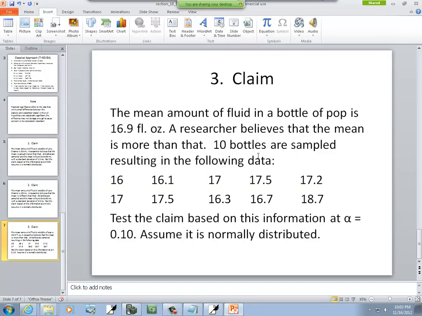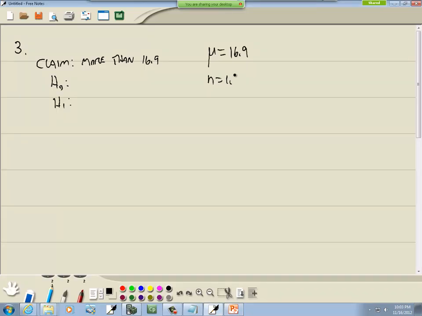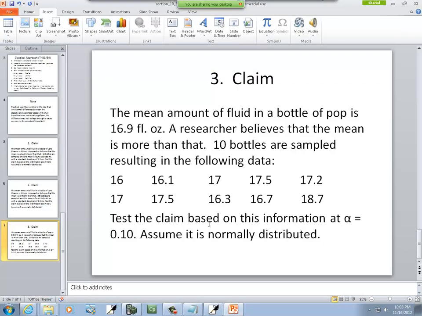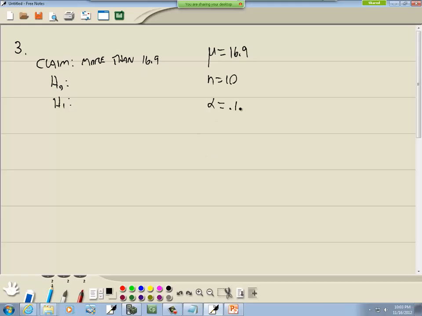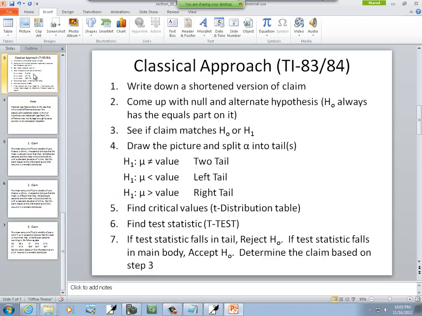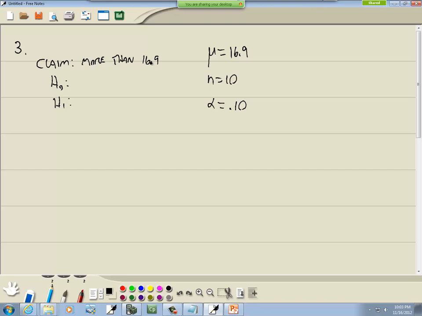10 bottles are sampled, resulting in the following data. N is 10, and then we got these numbers. Test the claim based on this information with alpha equal to 10%. Write down a shortened version of the claim. Well, we did that. Come up with the null and alternate hypotheses. These are mu's. More than, that symbol is greater than. Greater than goes here, 16.9. If that's greater than, this will be less than or equal to, because they're opposites of each other.